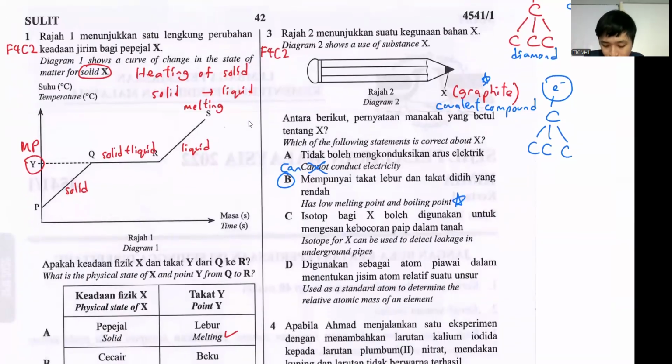Okay, so C is not isotope for X. No. Used to detect underground pipe leakage, this is sodium 24. Nothing to do with carbon 12. Okay, nothing to do with carbon. Used as standard atom to determine the relative atomic mass of an element. It is not.